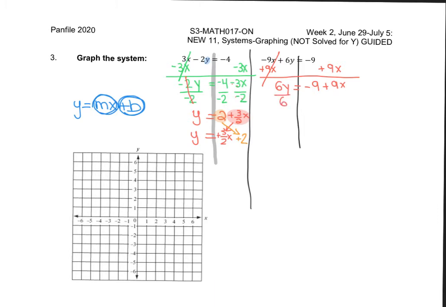I divide everything by 6. The 6's divide out to be 1 on the left, so I get y equals. And then this is not a nice one. So I get -9 over 6. We're going to leave that for a second. And then over here we get plus 9 over 6x. I pop my x out. I don't like to keep my x in the numerator just because sometimes it gets lost there.